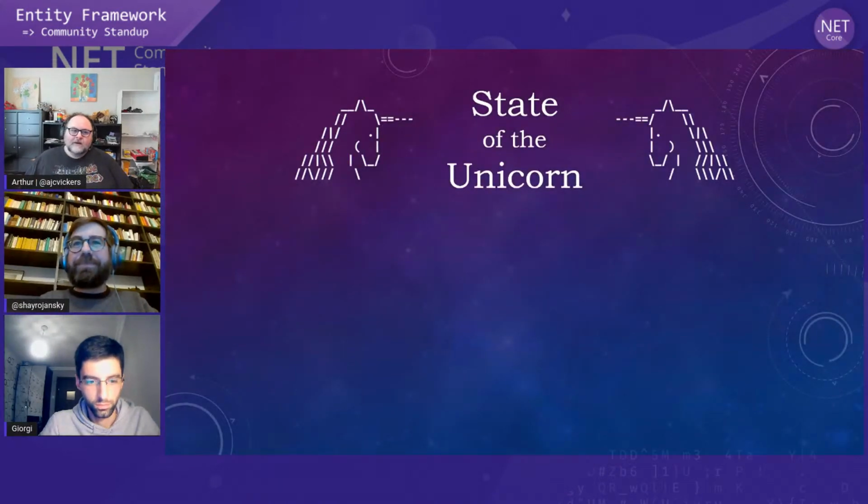Excellent. So we'll get back to that later, but as we usually like to start these things, let's do the state of the unicorn. There's actually not much here. It's the beginning of a release cycle. So Andrew, for example, is heads down doing stuff for compiled model. Maurici's out there working on temporal tables. All of that stuff is going on, but there's not a whole lot of visibility. So this will be quite short for this week.